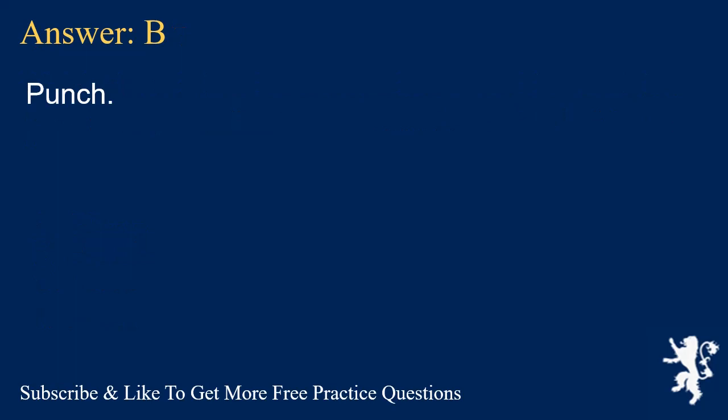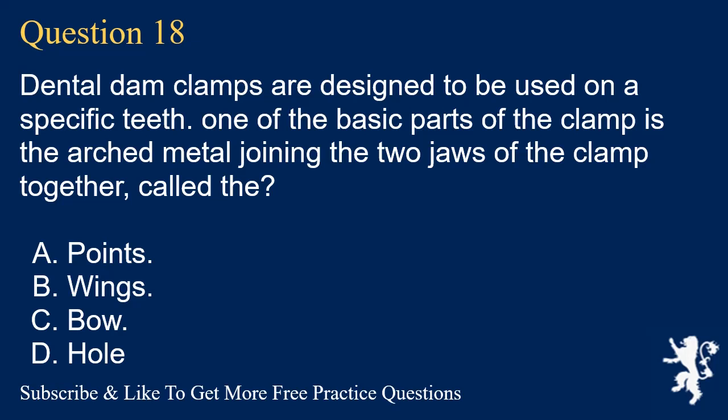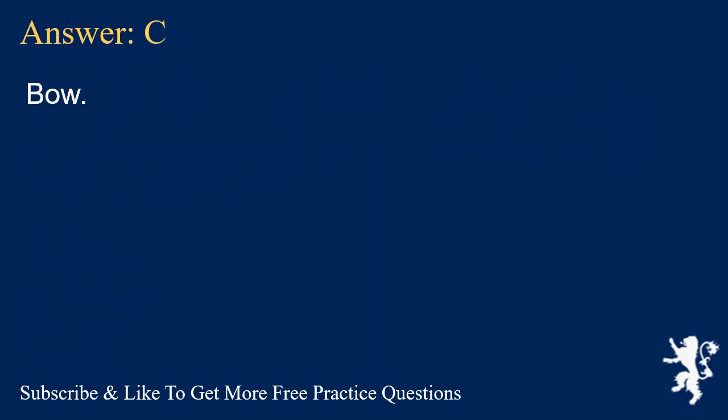Question 18. Dental dam clamps are designed to be used on specific teeth. One of the basic parts of the clamp is the arched metal joining the two jaws of the clamp together, called the A. Points. B. Wings. C. Bow. D. Hole. Answer, C. Bow.